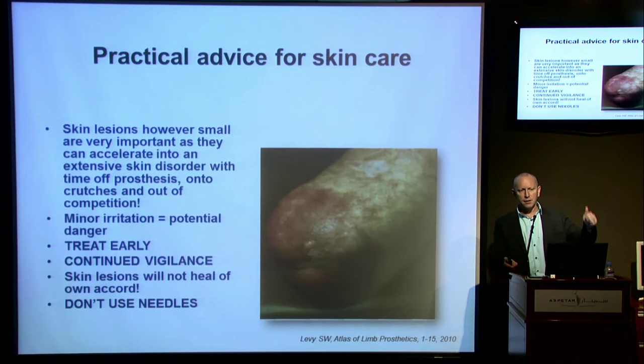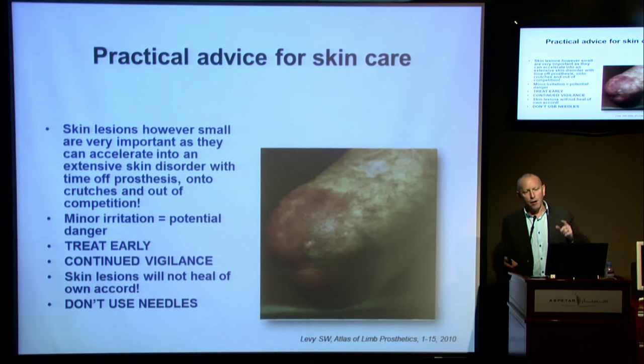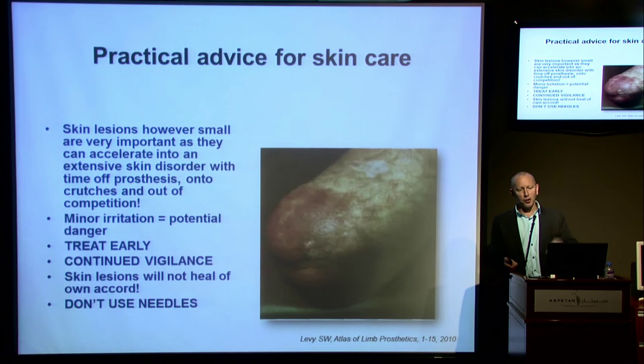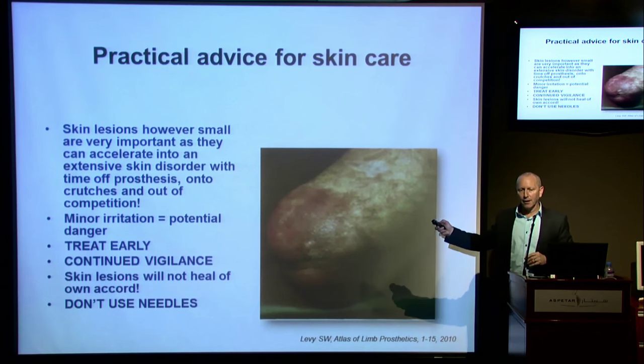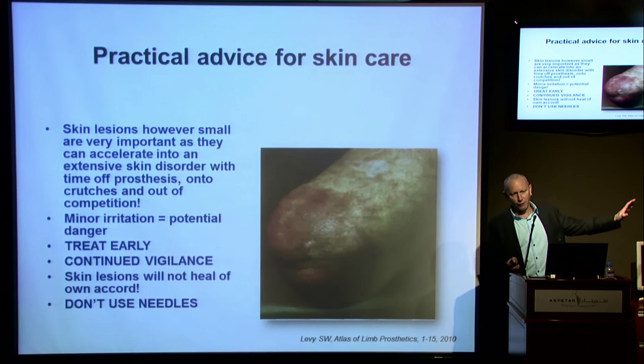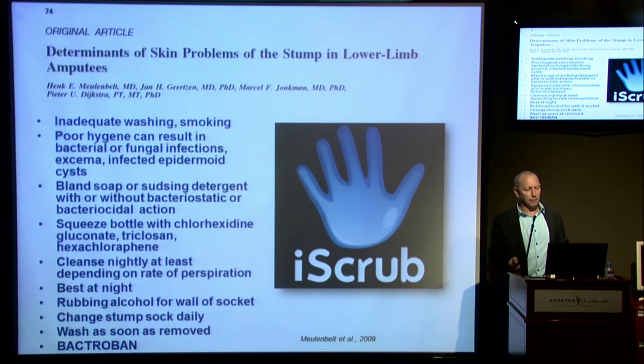So what are the important things? Treat early, continued vigilance, keep watching that stump every day, and know that skin lesions don't heal on their own accord. That wait and watch phenomenon is not good in this setting. We like to treat these early, but most important, what I've learned over the years, is don't use needles. My initial instinct was if there's anything wrong with the skin and they could see any evidence of pus, put in a needle and drain it. This is not the place to do that, because that will be like inducing a stress fracture. I always say that a skin break in somebody who has a stump is like having a stress fracture. It's going to take a long time to heal.